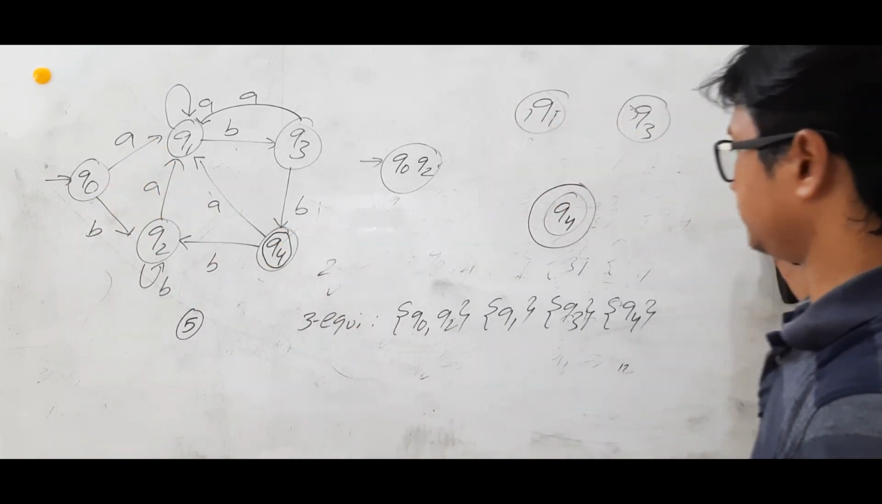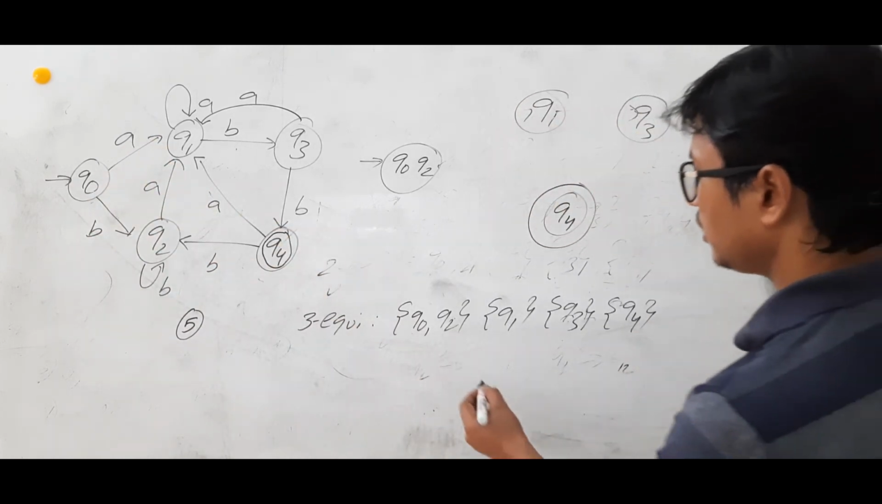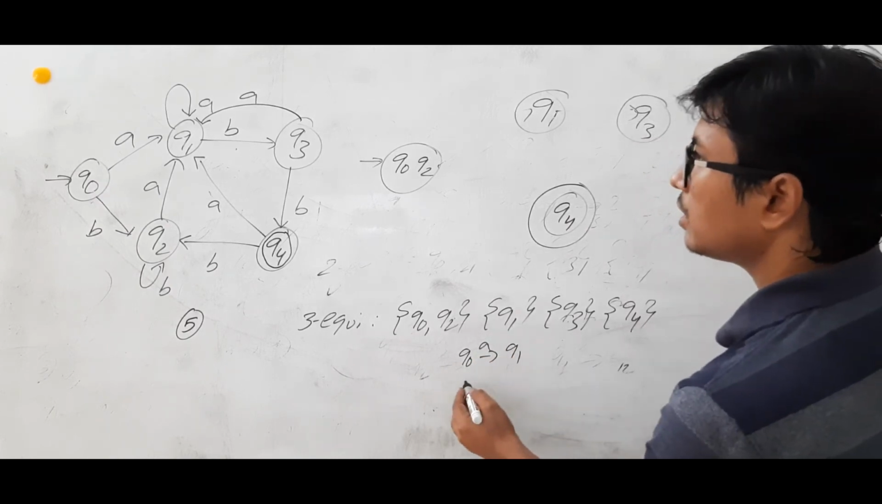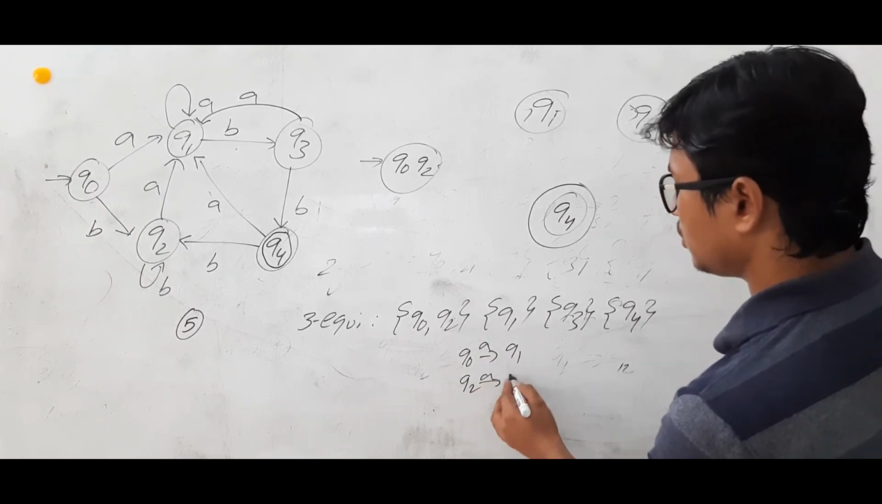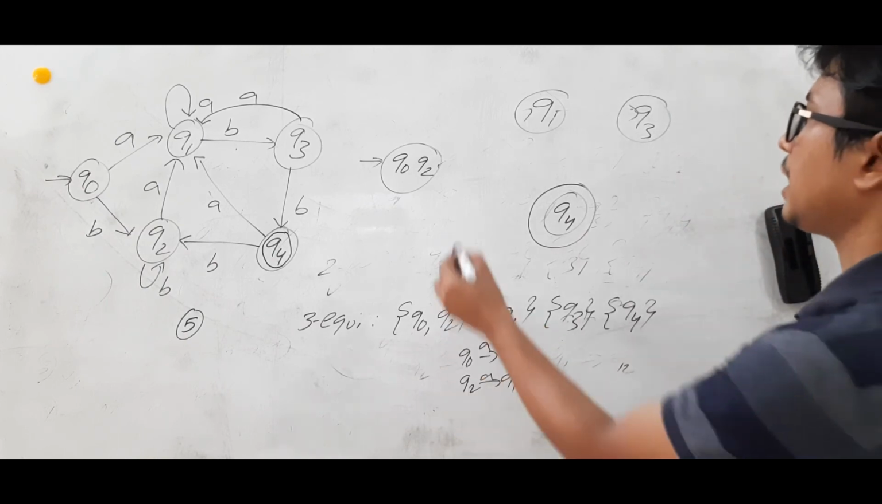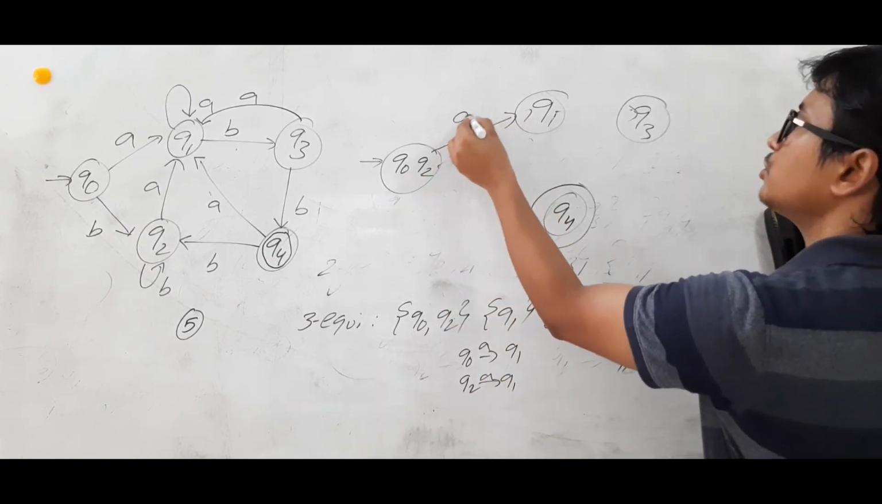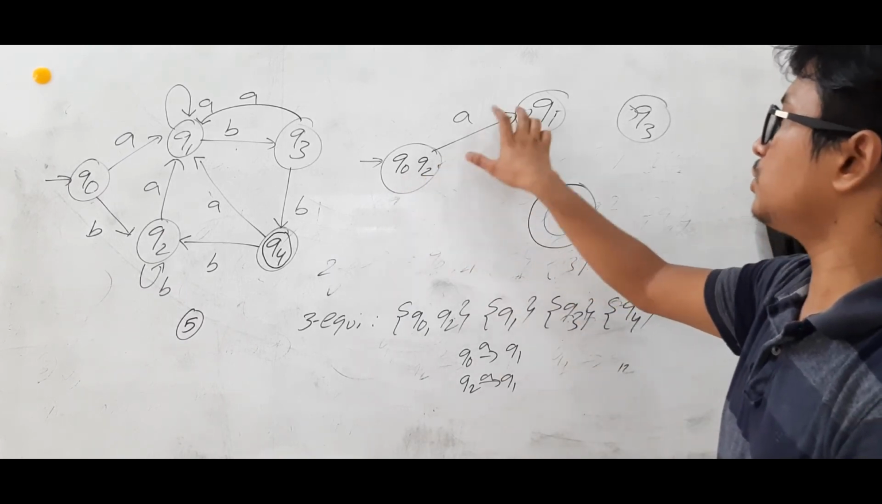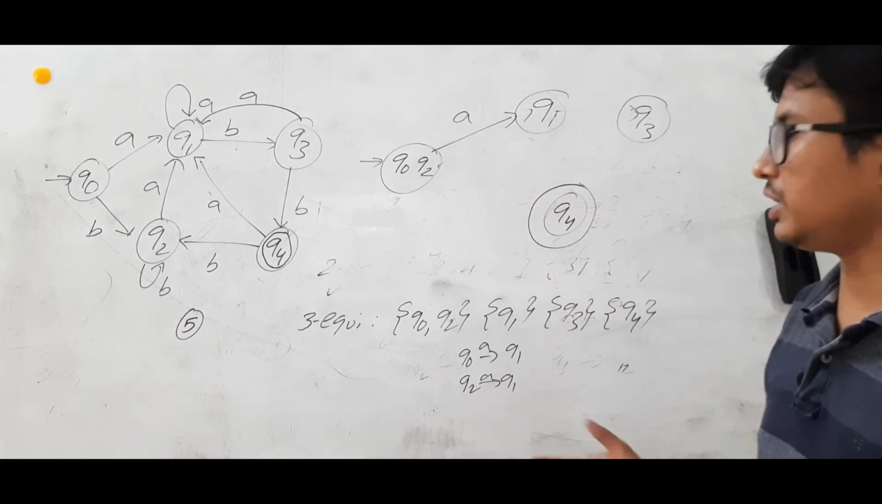Q0 on A. Q0 on A is going to where? Q1. Q2 on A is also going to Q1. So Q0, Q2 combined on A goes to Q1. Is it clear? I need to find where Q0, Q2 go on A and on B, so I need to check it.